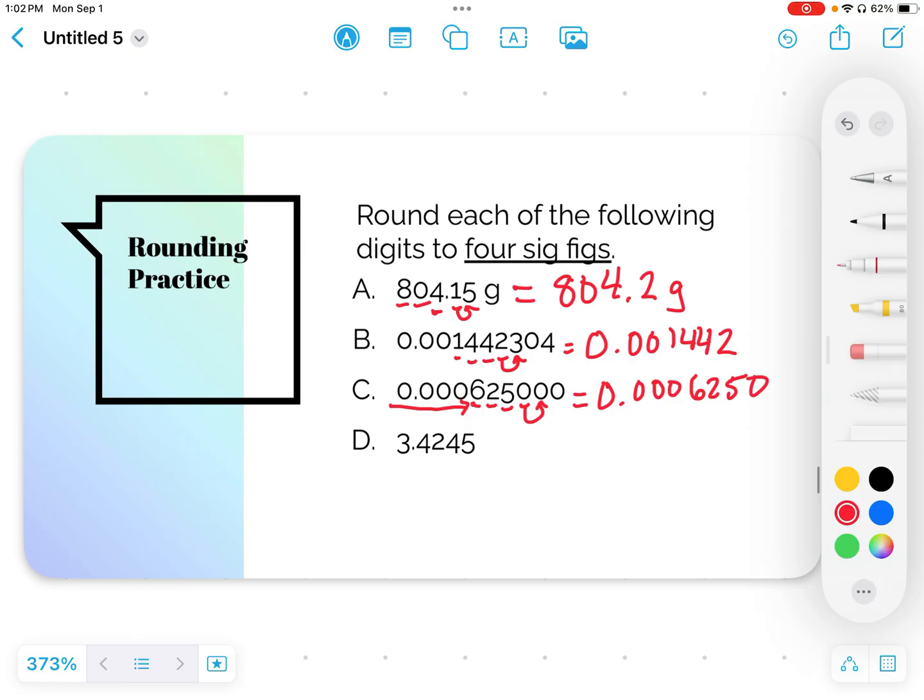Going down to D, again, I have another decimal present, so I go to the front, swim in until I hit a number. So I hit 3. So 1, 2, 3, 4. I look behind, it's a 5. So I'm going to round up. So I have 3.425 would be my final answer. So all of these numbers are in 4 significant figures, even though some are going to be longer than others.